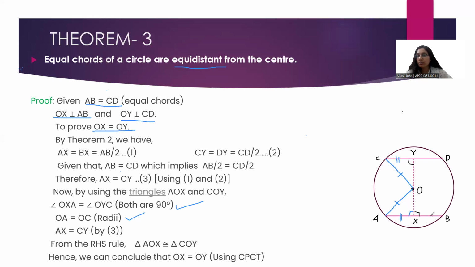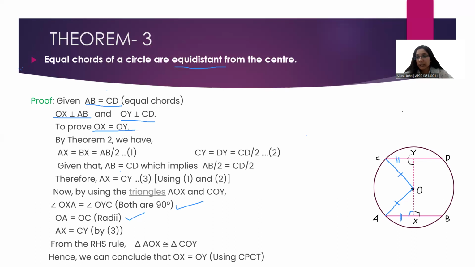AX is equal to BX. Similarly, the perpendicular OY divides the chord CD into two equal parts, CY and DY. So CY is equal to DY. But these two chords are also equal. It is given that the two chords are equal, right?